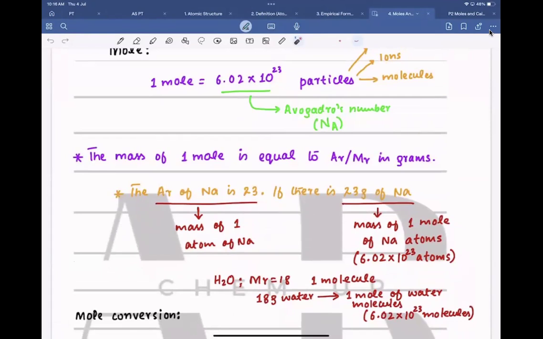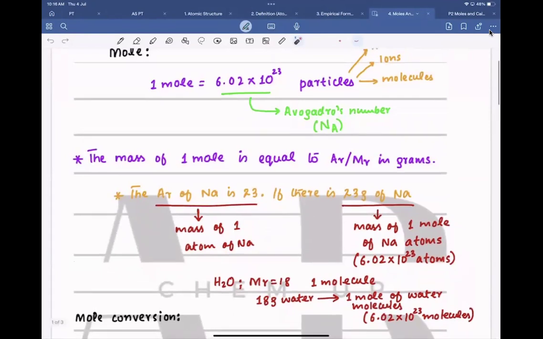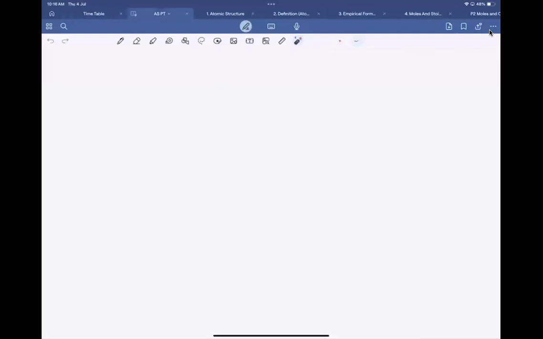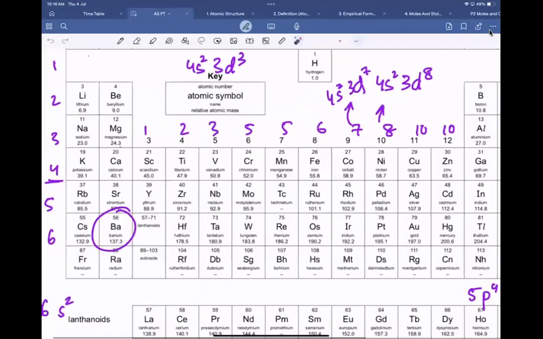For example, if you look in the periodic table, here we have, see, the relative atomic mass of sodium is 23, right? Yes. Do I use any unit with this 23? No, because it's a relative atomic mass, and when we relate it, the unit would be cancelled out.